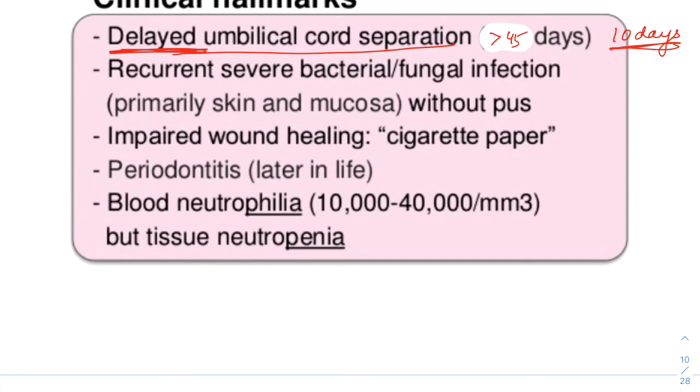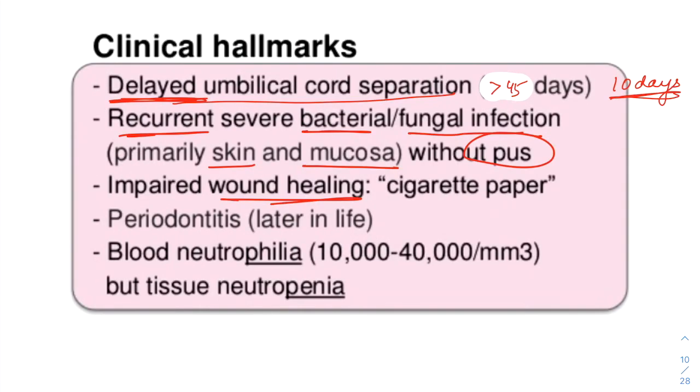Also, in LAD1, there is presence of recurrent bacterial or fungal infections, primarily that of the skin and the mucous membranes. But characteristically, there is no pus formation. The infections are mainly caused by either Staph aureus or Pseudomonas aeruginosa. Typically, as I told you, there is no pus formation mainly because there is almost complete absence of neutrophil invasion.